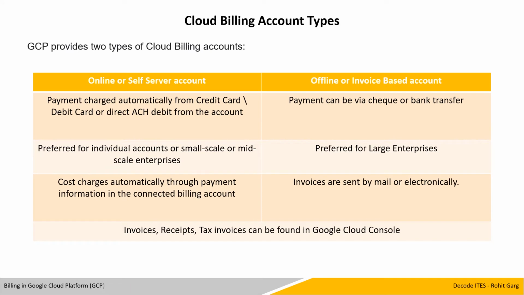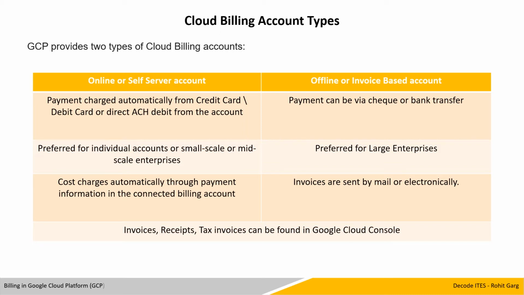Cloud billing account types. Google provides you two types of billing accounts, online or self-serve accounts, or offline or invoice-based accounts. In online, payment is charged automatically from your debit card or credit card or direct debit from ACH debit from your account. Whereas in offline, payment can be via check or bank transfer. Online is preferred for individual customers or small scale or mid scale enterprises.